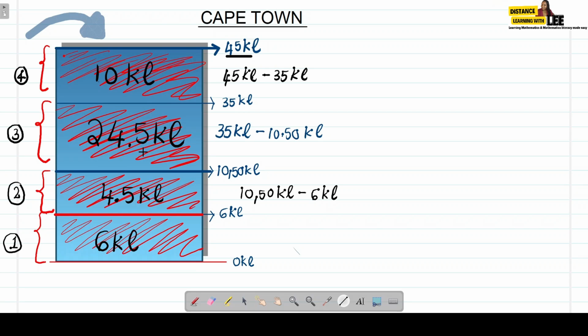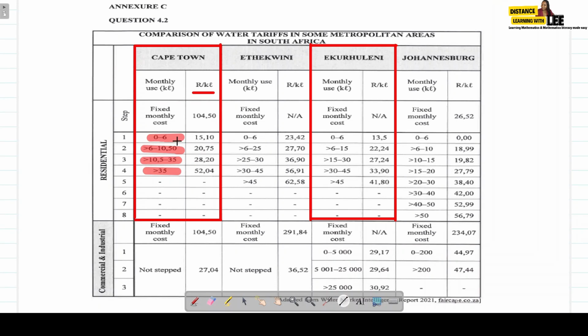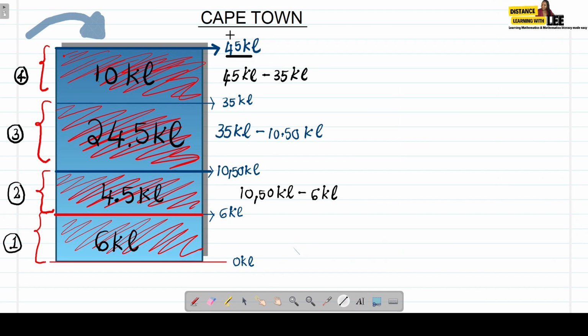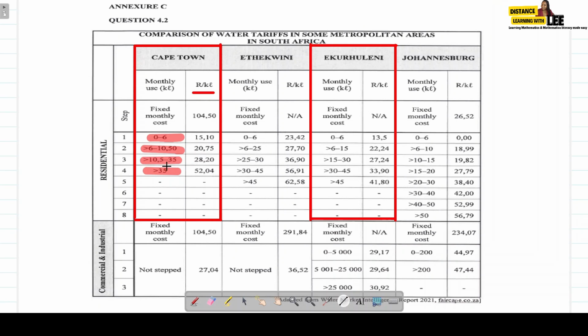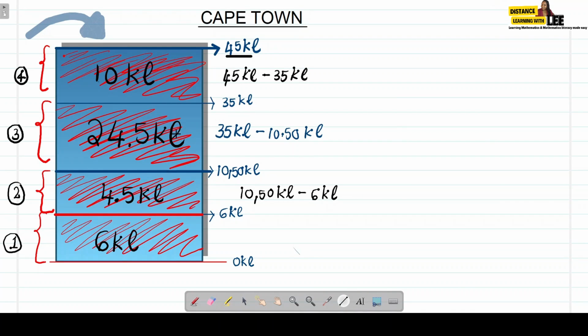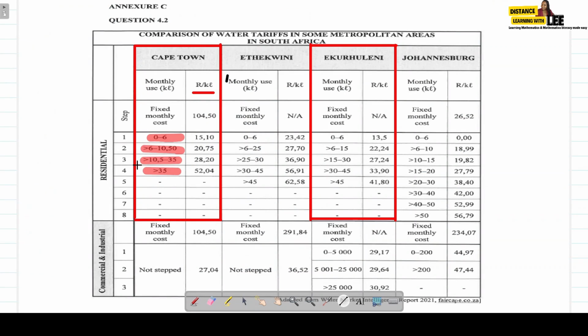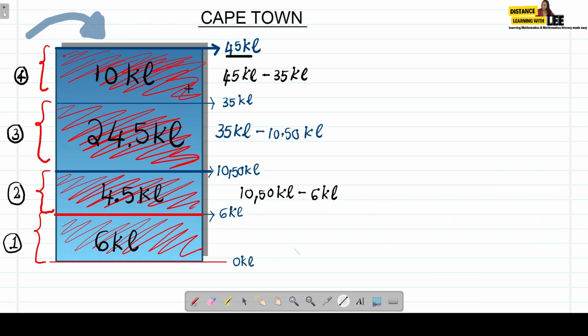So this is basically the analogy that we're going to use to help us answer the questions that are given to us. We already know that in the first interval he only used 6 kiloliters. In the second interval, he only used 4.5 kiloliters. In the third interval, he only used 24.5 kiloliters. And in the fourth interval, he used how much? 10 kiloliters of water.